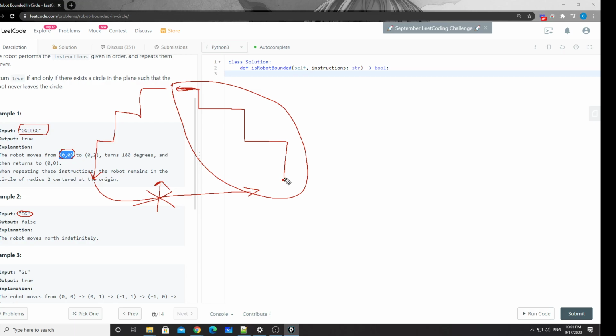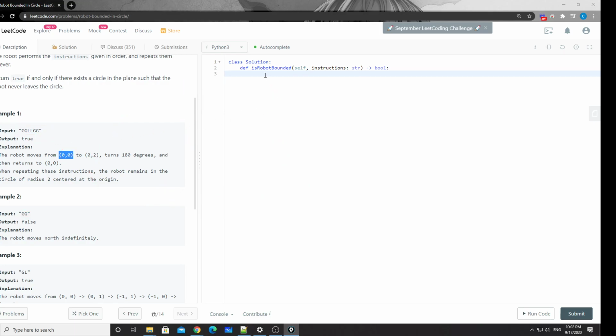Okay, so with that being said, I think now it's clear that we just need to go through the instructions. And while going through the instructions, we just need to maintain two things. First thing is the current location, right? And second one is the current direction. Okay, cool. So let's start coding here.